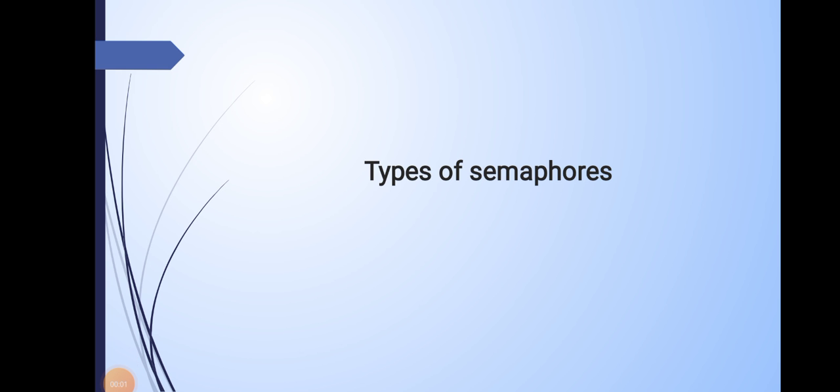In this video, we are going to study the types of semaphores. Before knowing the types of semaphores, once again I will revise what you mean by semaphore. Semaphore is one of the solutions to the critical section problem. As we already studied, there are two more solutions except semaphores, that is Peterson's solution and the test and set, and similarly a swap instruction.